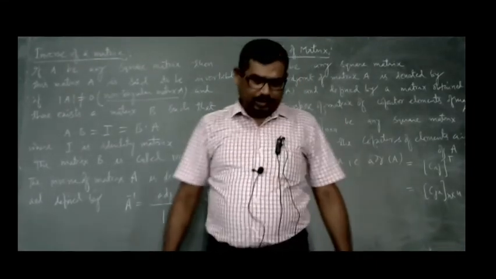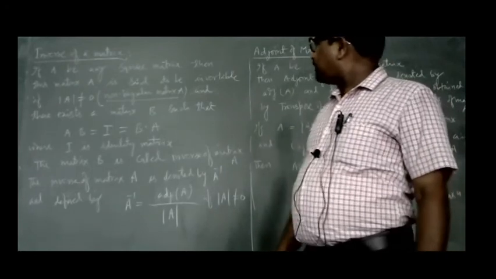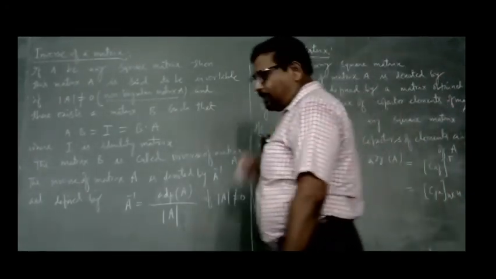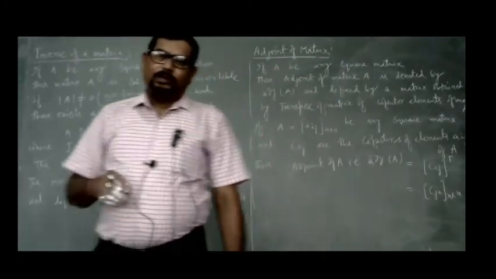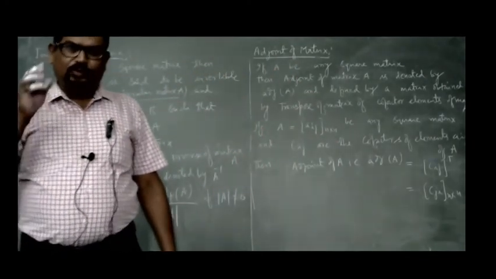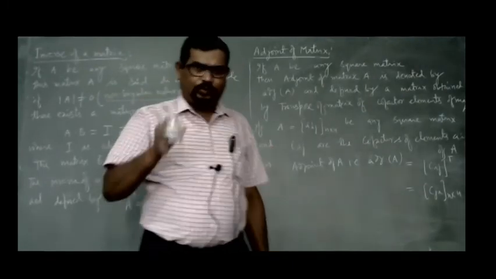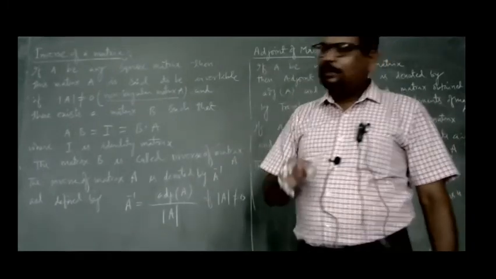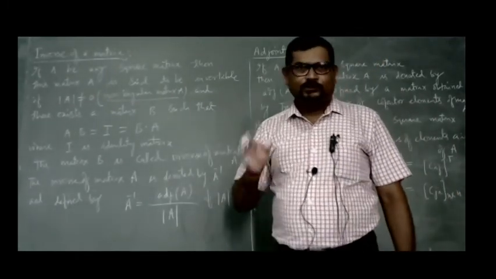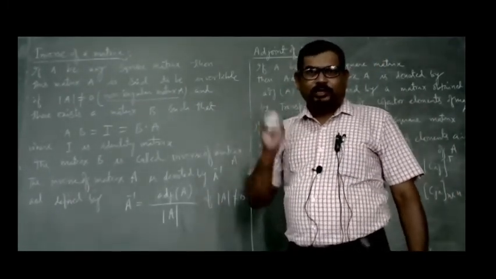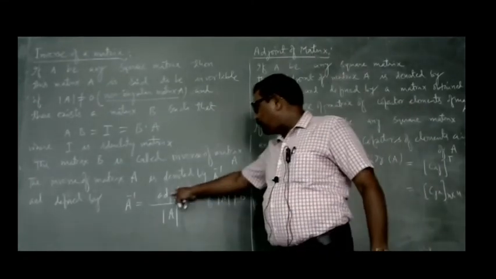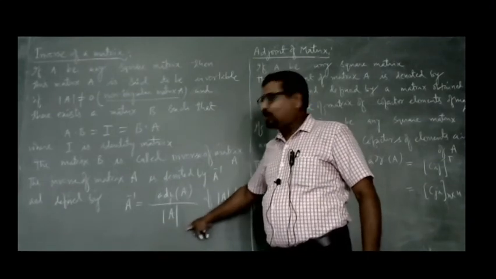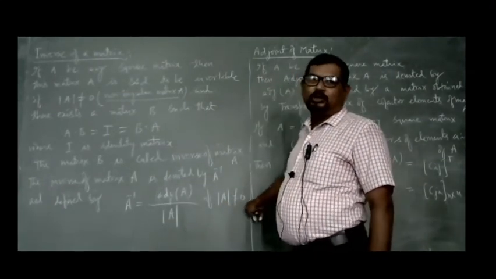So in this way we can find the inverse of the matrix. Whenever you are given a matrix A, to find whether it is invertible or not, you have to check whether this matrix is singular or non-singular. If it is non-singular, then inverse of matrix is defined by adjoint of matrix A upon determinant of A, and it is possible only when determinant of A is not equal to 0.